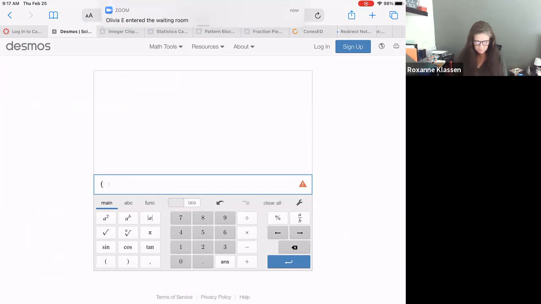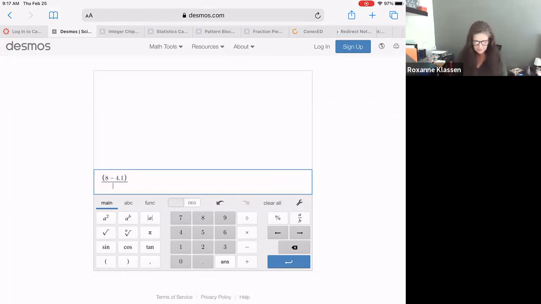So I'm going to start with parentheses, and I'm going to say 8 minus 4.1. I'm going to end my parentheses. That tells it it's my numerator. Now I'm going to divide by 1.3. And do you see my answer is 3? So be careful on your calculators. Make sure you're putting in parentheses or you're doing it in 2 steps so you don't get the wrong answer. Any questions on that?